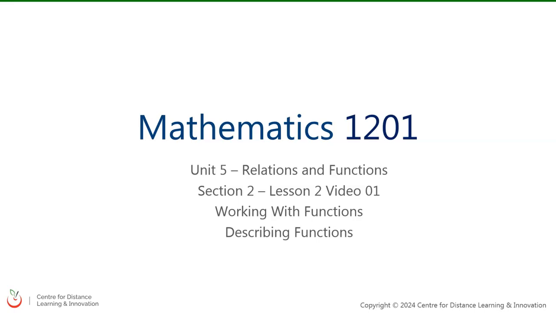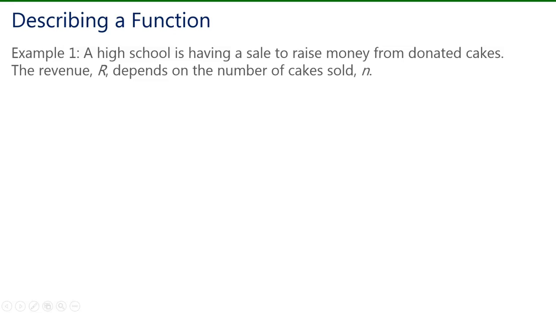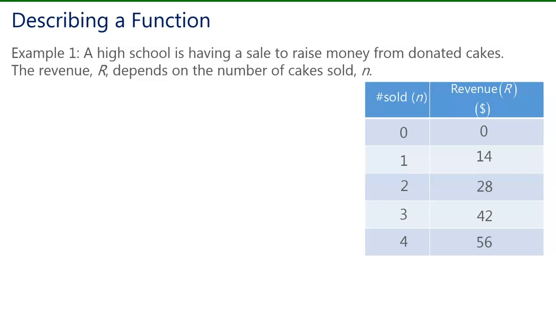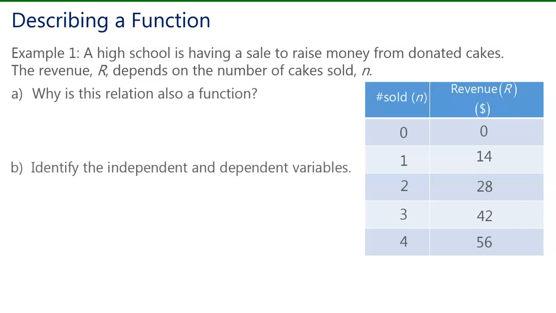In this video, we will be describing functions. Here's an example. A high school is having a sale to raise money from donated cakes. The revenue R depends on the number of cakes sold N. Here's a revenue table. Why is this relation also a function? Identify the independent and dependent variables, and write the domain and range.